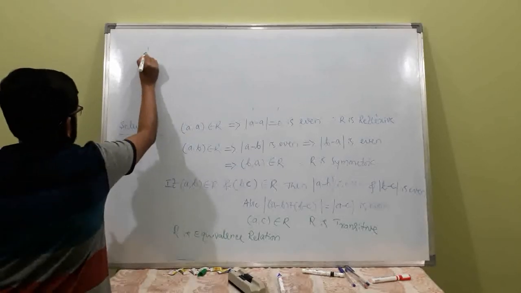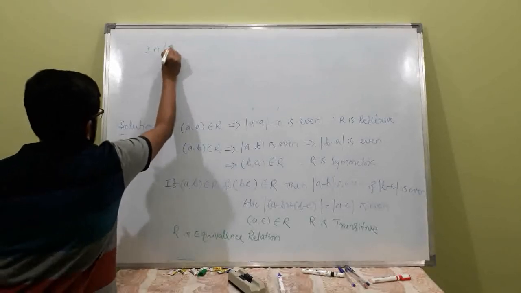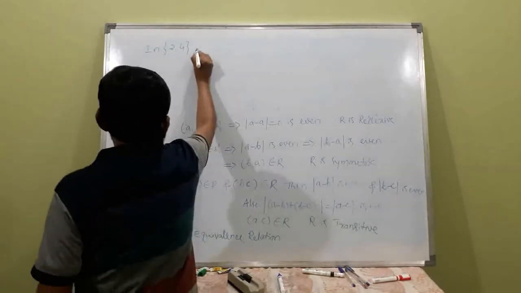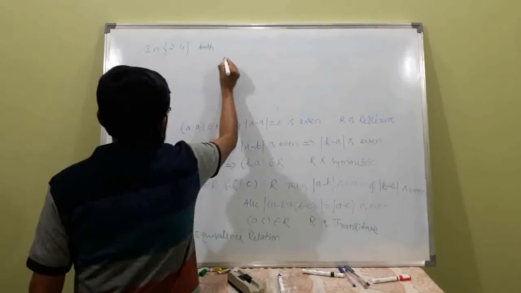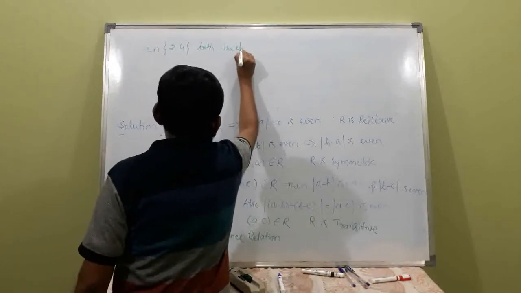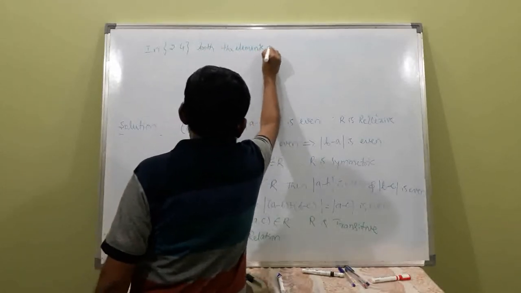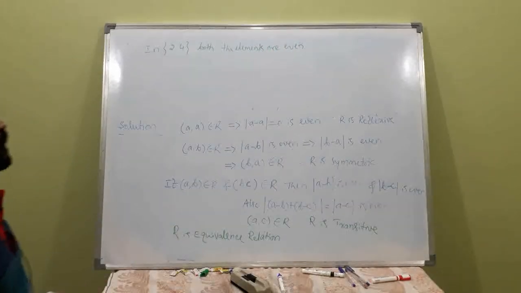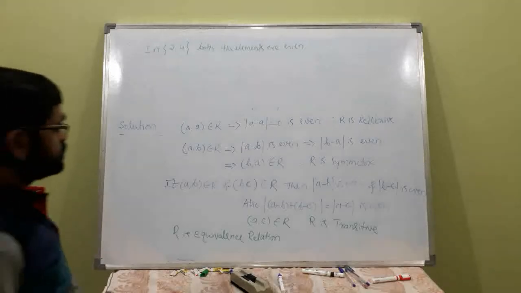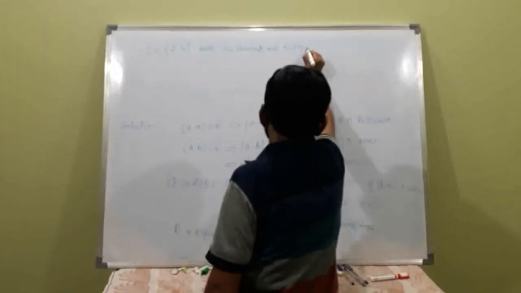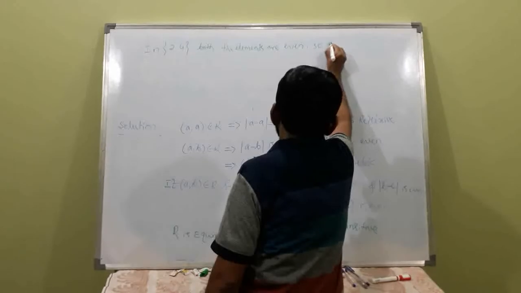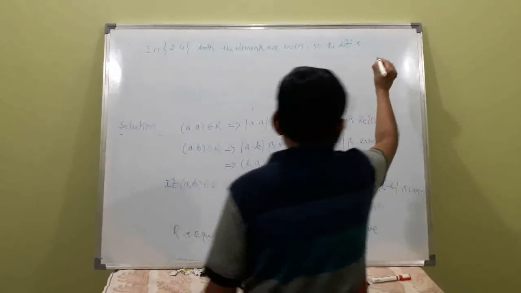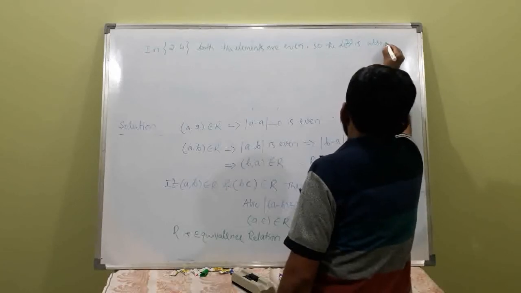See, in 2 and 4, both the elements are even. Both the elements are even. So their difference is also even.